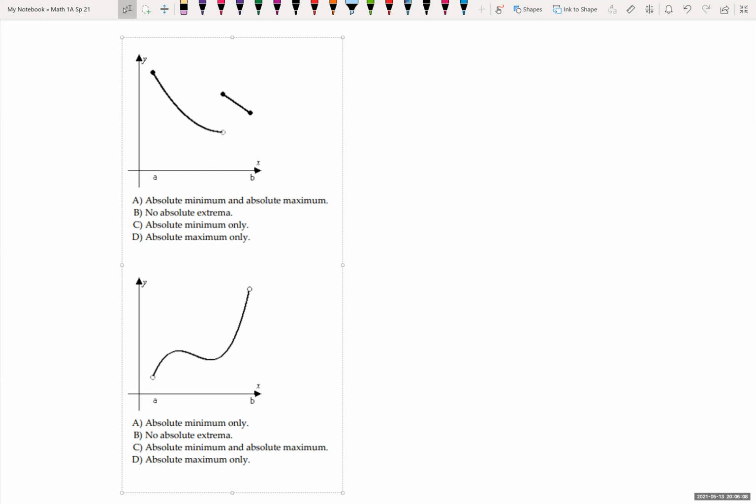And so in front of me, or us, we have two graphs. And looking at it, we want to see, is there an absolute max, an absolute min that occurs there? One of each, one or the other, or none. So looking at that first graph, could you tell if there's an absolute max or an absolute min?